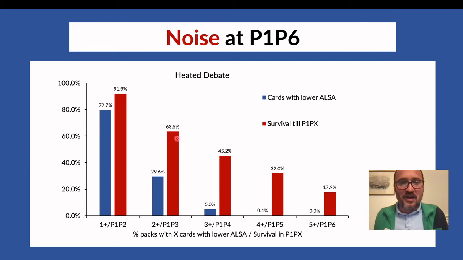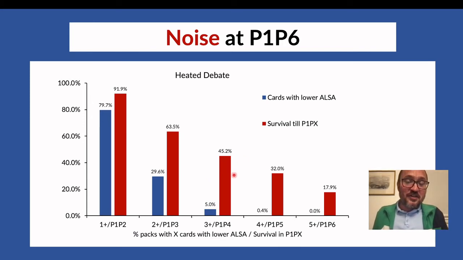So that's already starting to become a signal if you see it, because that means that you see more heated debates than would be if people were just picking it based on alsa. So this is the sort of size of the signal. Now at pick 4, you have only a 5% chance that in the booster there will be 3 cards or more stronger than heated debate, and you see 45% of the heated debate still goes to the pack 1, pick 4, which means that here you have a much higher signal.